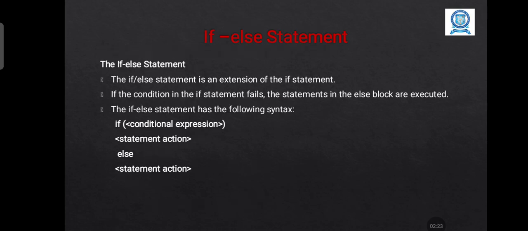If else statement. When compared to the if statement, the if else statement will have two blocks, one for the true part, another one for the false part. If the condition is true, the true block will be executed, that is the set of statements belonging to the true part. Otherwise, if the condition is false, the else block will be executed. The syntax is if conditional expression, then a set of statements, after which we will have else, then the set of statements associated with the else block.